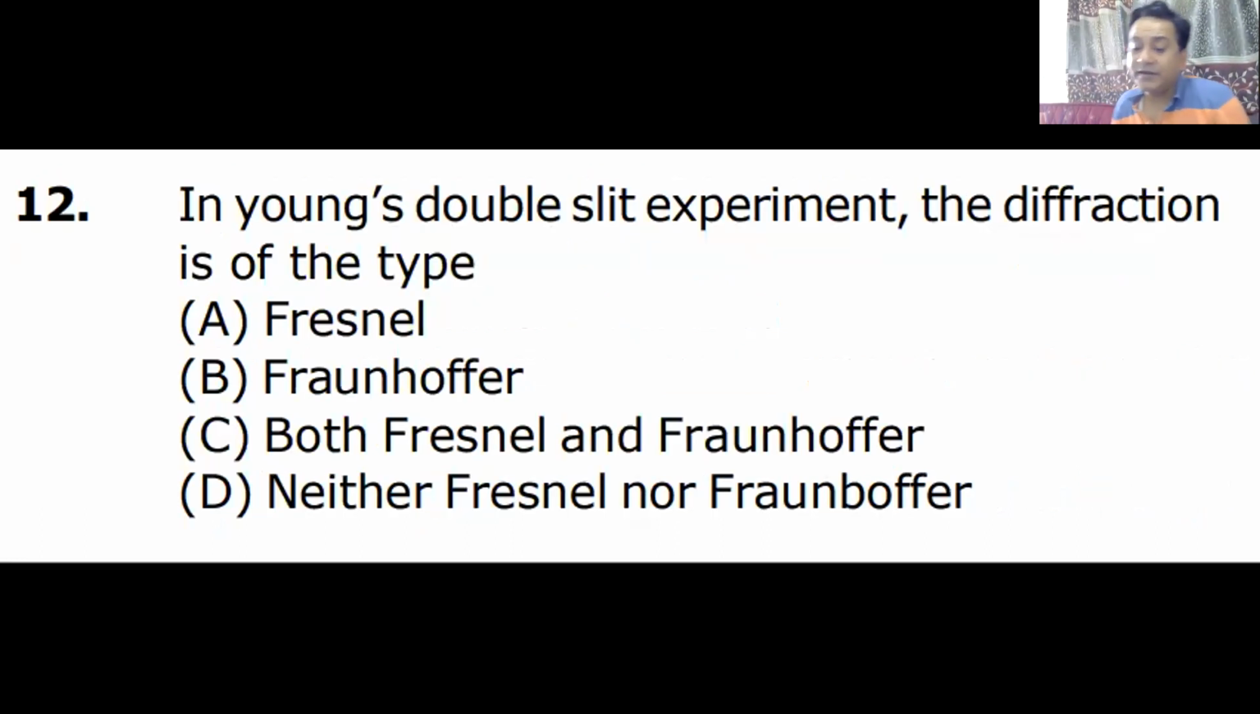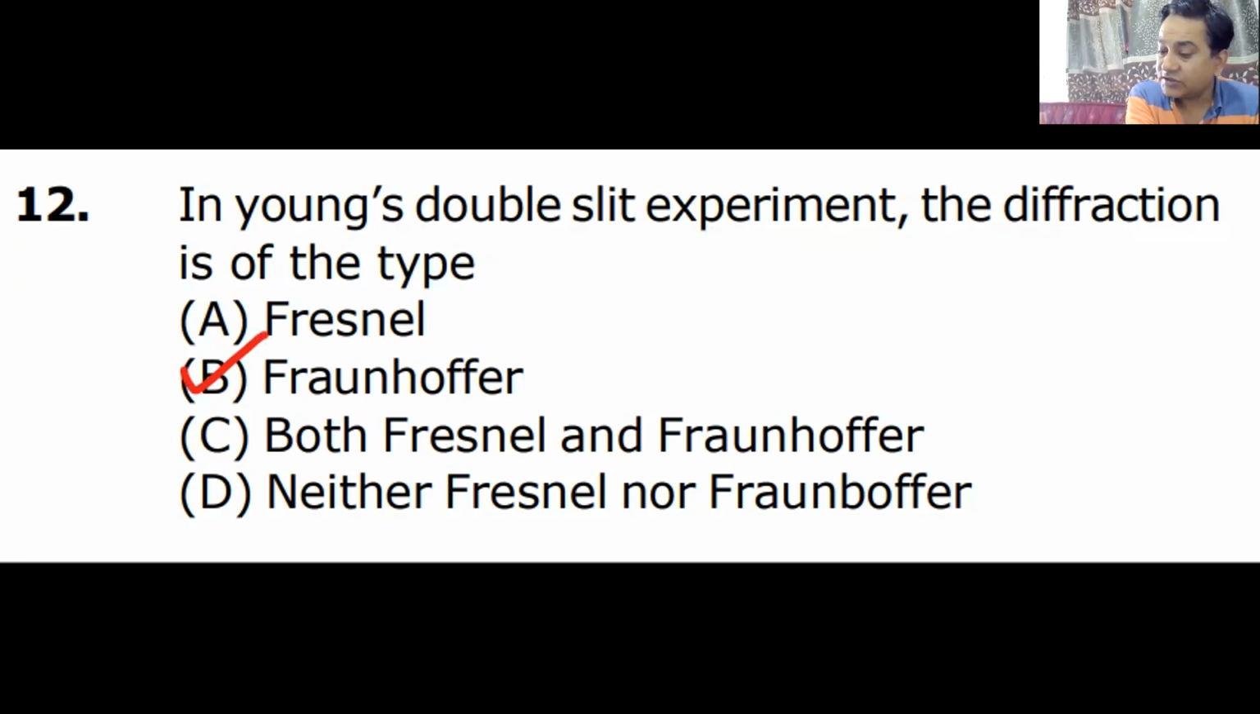In Young's double slit experiment, diffraction is of which type? Fresnel, Fraunhofer, both Fresnel and Fraunhofer, neither Fresnel nor Fraunhofer. Which type of diffraction is happening? This is a question based on your understanding and knowledge, as simple as this. B, sir, it is Fraunhofer diffraction. Remember this, you must know this.